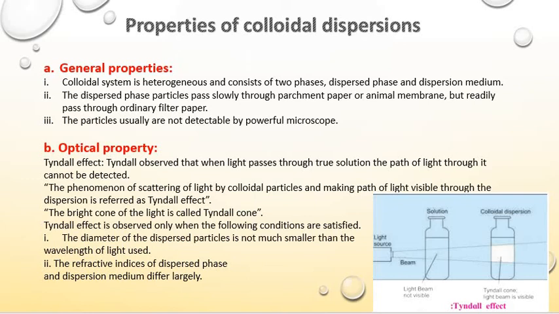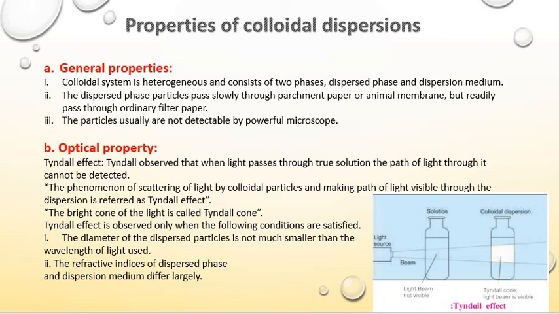It consists of two phases, the dispersed phase and the dispersion medium. The dispersed phase particles pass slowly through parchment paper or any membrane, but readily pass through ordinary filter paper. The particles usually are not detected by a powerful microscope.